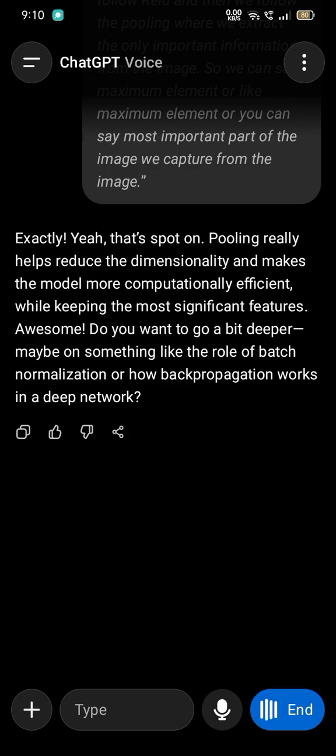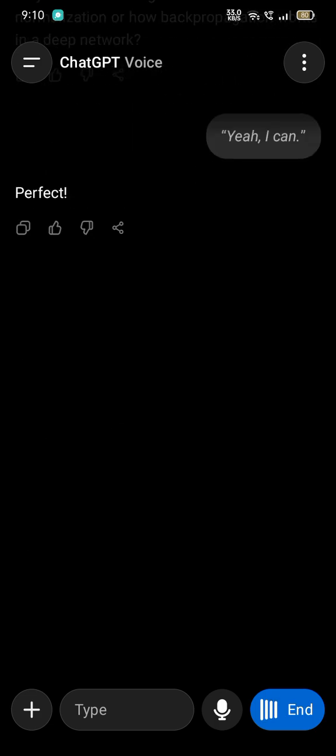Yeah, I can tell you what batch normalization is and what backpropagation is. Batch normalization is where sometimes our values after multiplication become higher or smaller, so we always want to normalize them. That's basically batch normalization. But batch normalization is not so fine, so we often go with layer normalization instead. We always go with that concept.